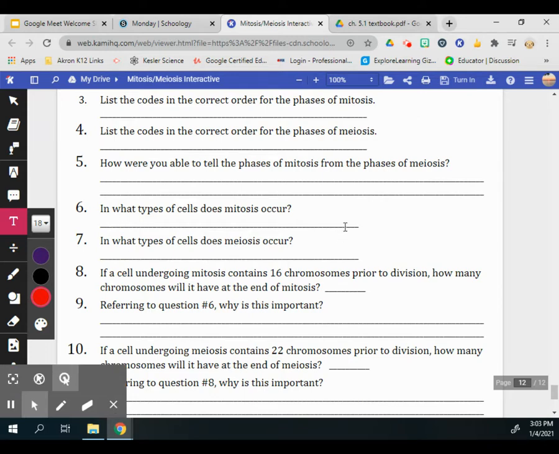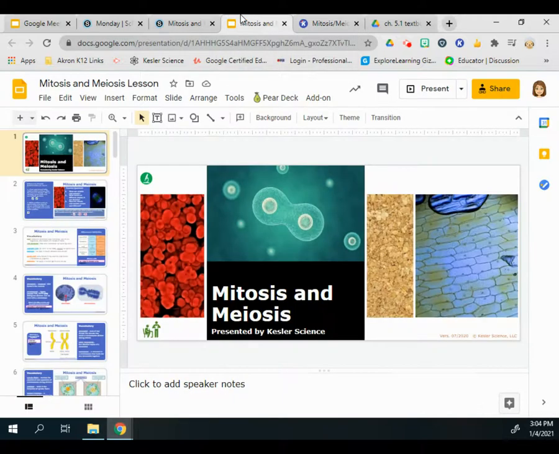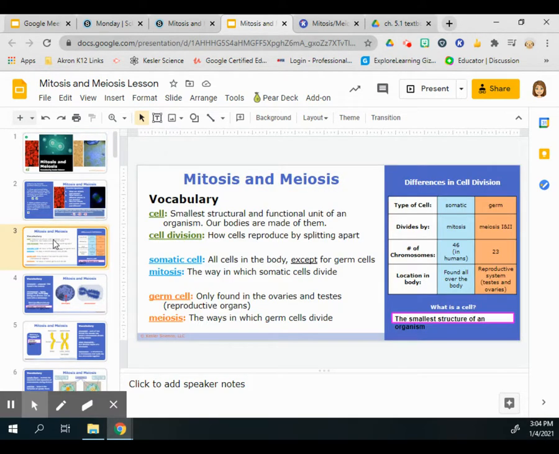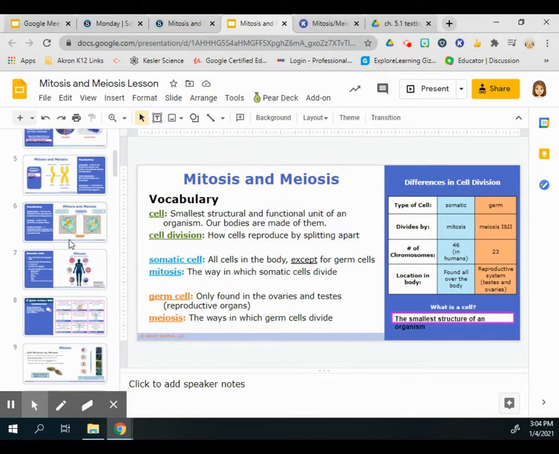So in what type of cell does mitosis occur? And then what type of cell does meiosis occur? Okay, so I've opened up my notes. They're the mitosis and meiosis lesson. You'll find these in the folders from before break. And so these are the notes that you're going to want to use to help you. So now this slide is a good one. It's going to help us figure out what type of cells divide through mitosis and what type of cells divide through meiosis. This is a good slide to use, so slide number 3.